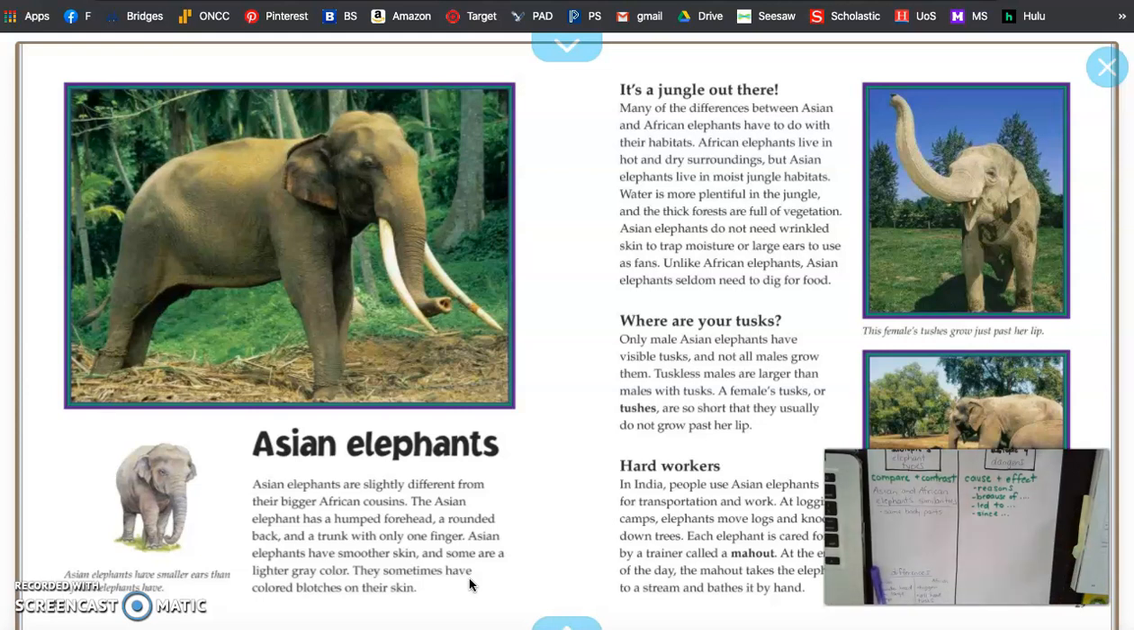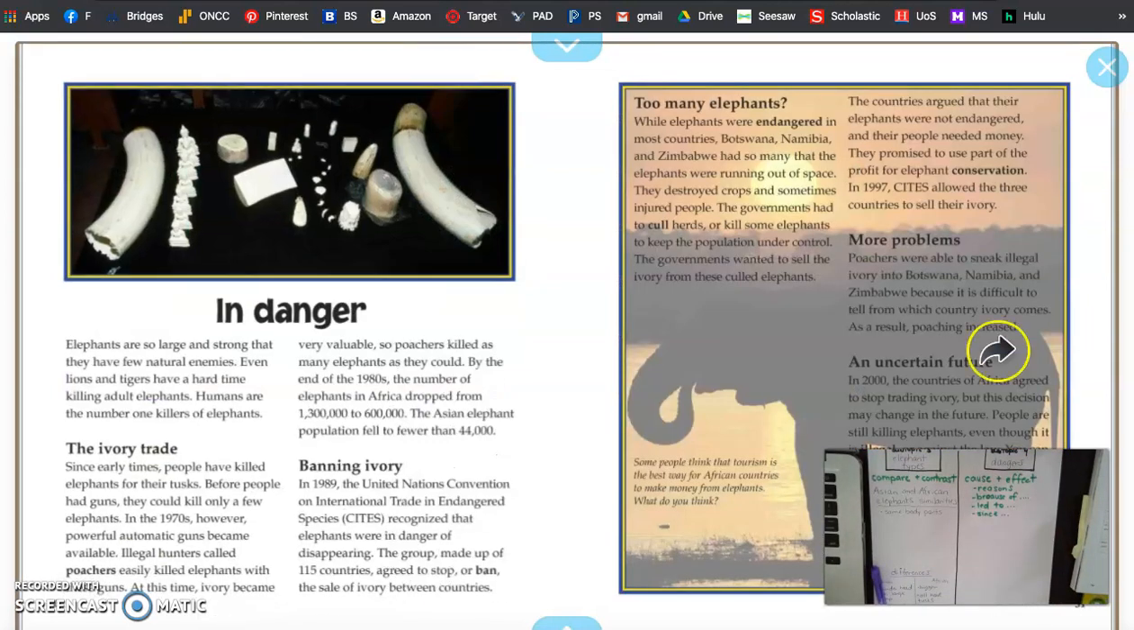So when I was reading about elephant dangers, let me show you what I found. Actually, in the same book, they have a whole section called In Danger. And it says, elephants are so strong and large that they have few natural enemies. Even lions and tigers have a hard time killing adult elephants. Humans are the number 1 killers of elephants. So I've got to find out why humans are killing elephants. I want to find out the reason, the cause for humans killing elephants.